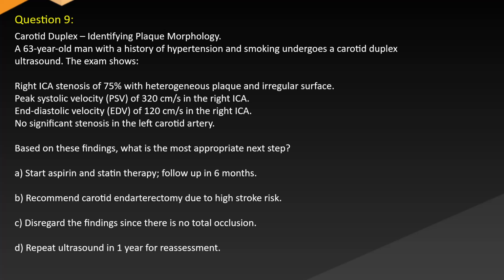Peak systolic velocity, PSV, of 320 centimeters per second in the right ICA. End diastolic velocity, EDV, of 120 centimeters per second in the right ICA. No significant stenosis in the left carotid artery. Based on these findings, what is the most appropriate next step?